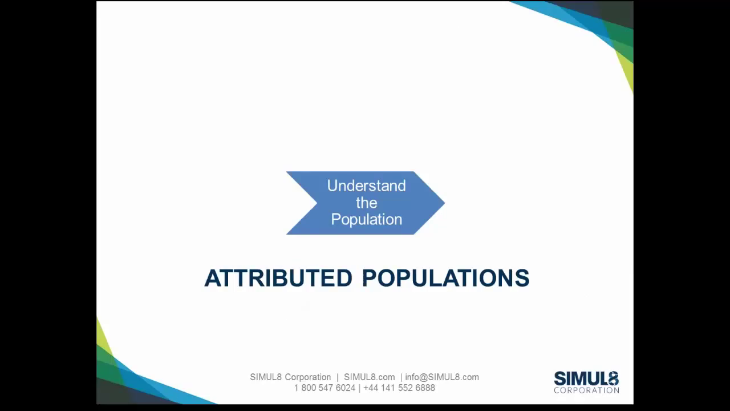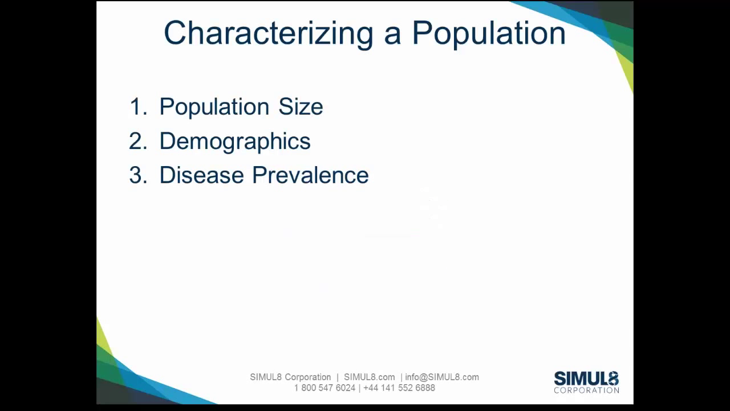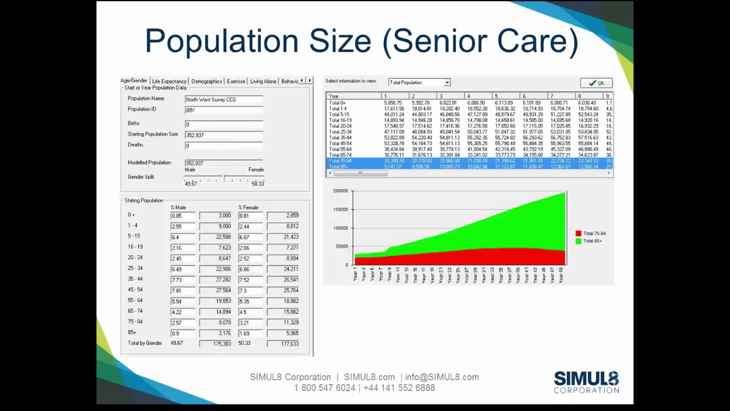So I'm going to talk a little bit more now about understanding the population. So we tend to characterize a population as looking at the size, the demographics, and the disease prevalence as a way of measuring the likely demand. And I'll explain a little bit about how we do this using a few examples. I'm going to return to some of these examples from time to time as we go through the webinar.